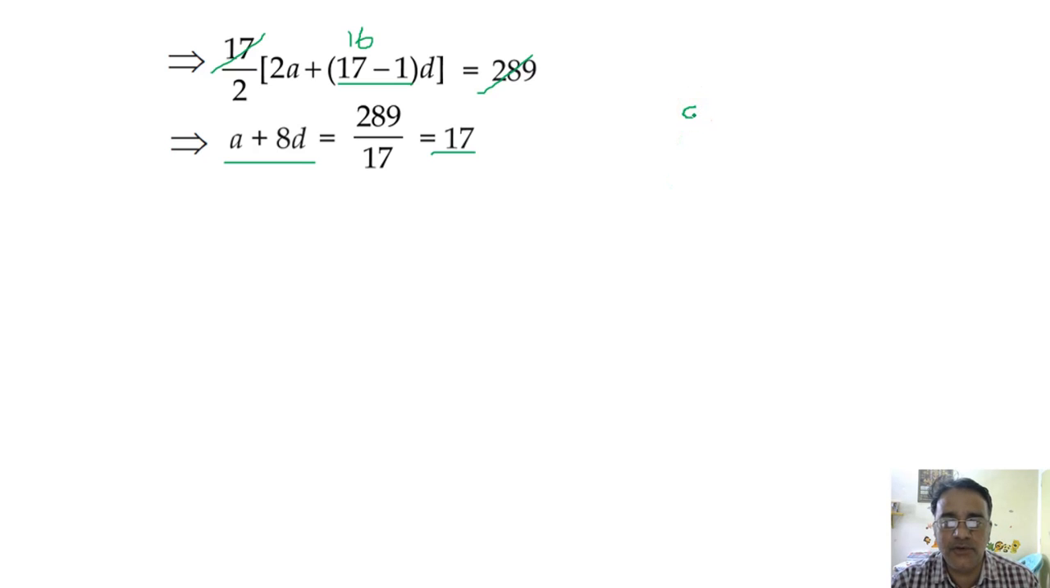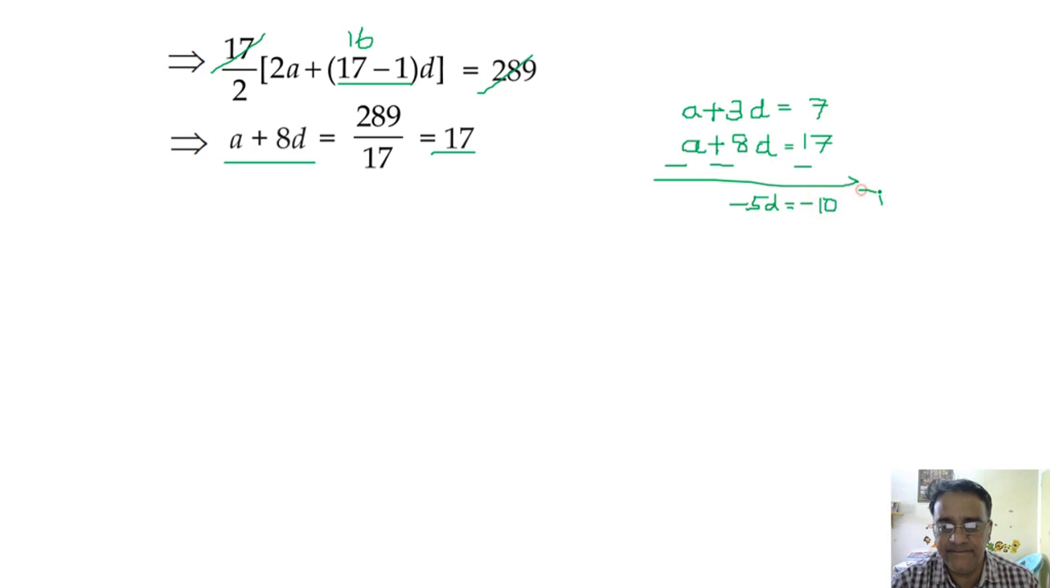अभी पहला इक्वेशन हम लोग को मिला था a plus 3d is equal to 7, and the second equation we got a plus 8d is equal to 17. So what you can do, you can use the elimination method also. Actually I have used the substitution method in this slide. So if you use the elimination method, you have to subtract, because the coefficient of a is the same and the sign is also the same. So we are getting minus 5d is equal to minus 10. So what is the final value of d?